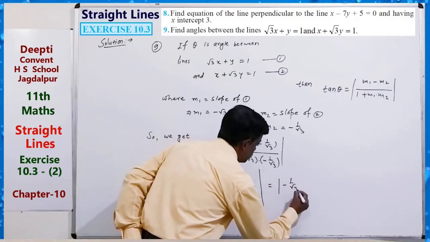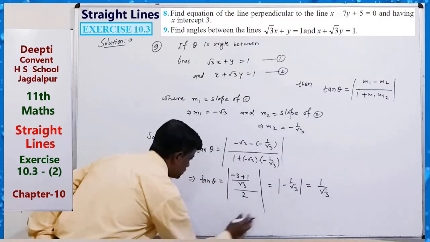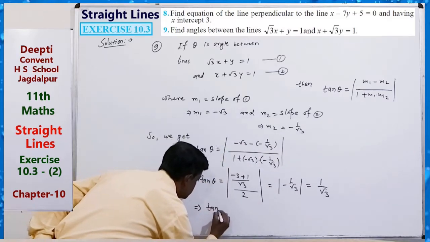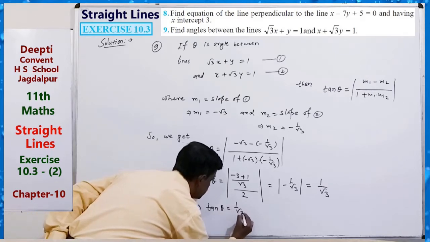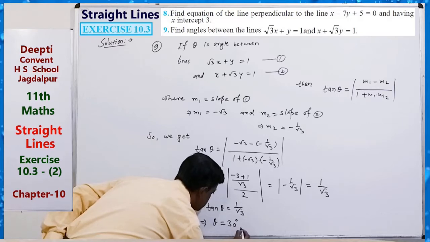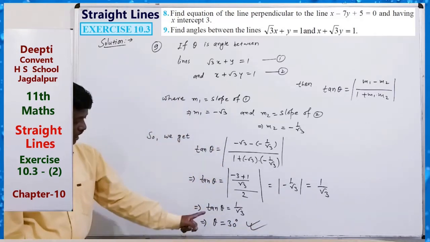Minus 1 by root 3 equals 1 by root 3. Taking the modulus, we get tan theta equals 1 by root 3, which implies theta equals 30 degrees. This is the acute angle between the lines, 30 degrees.